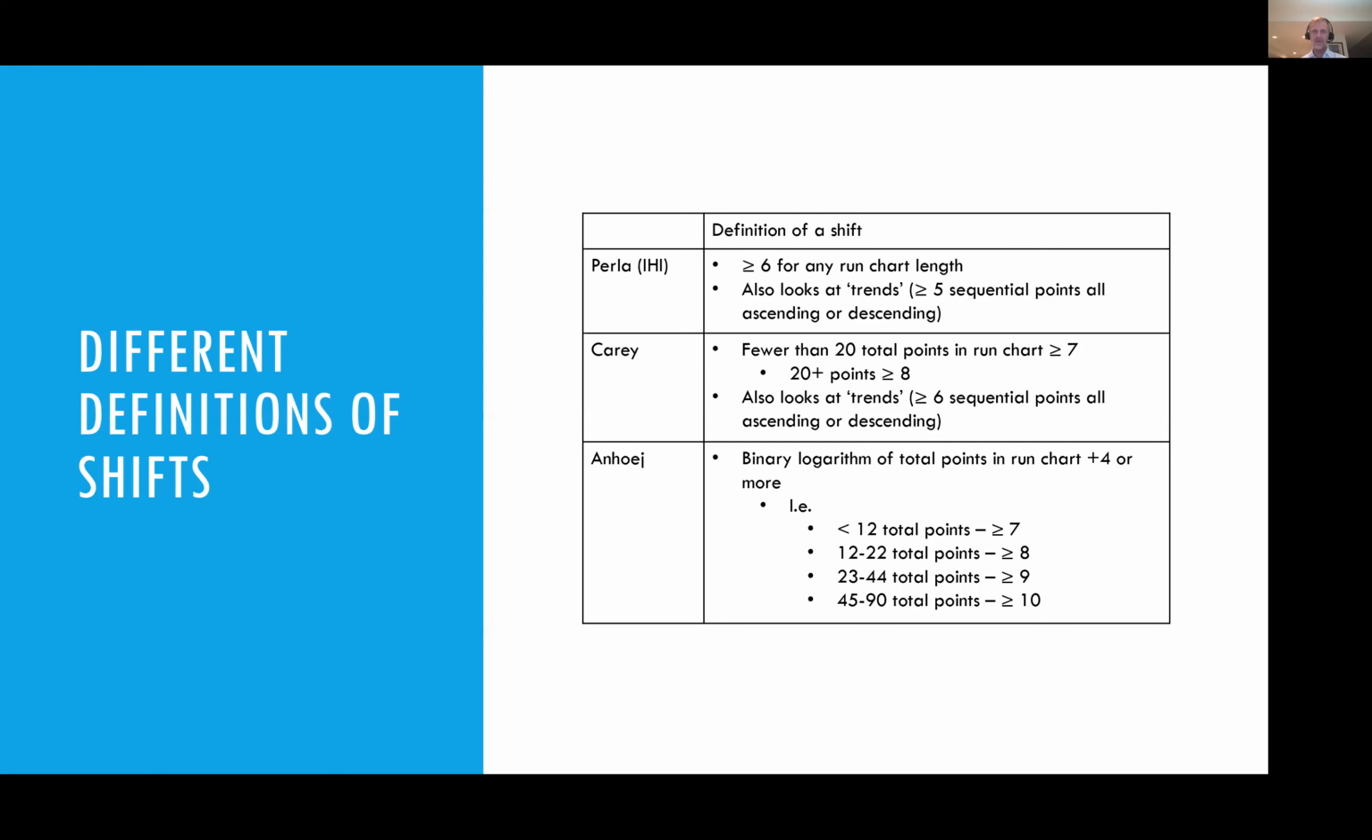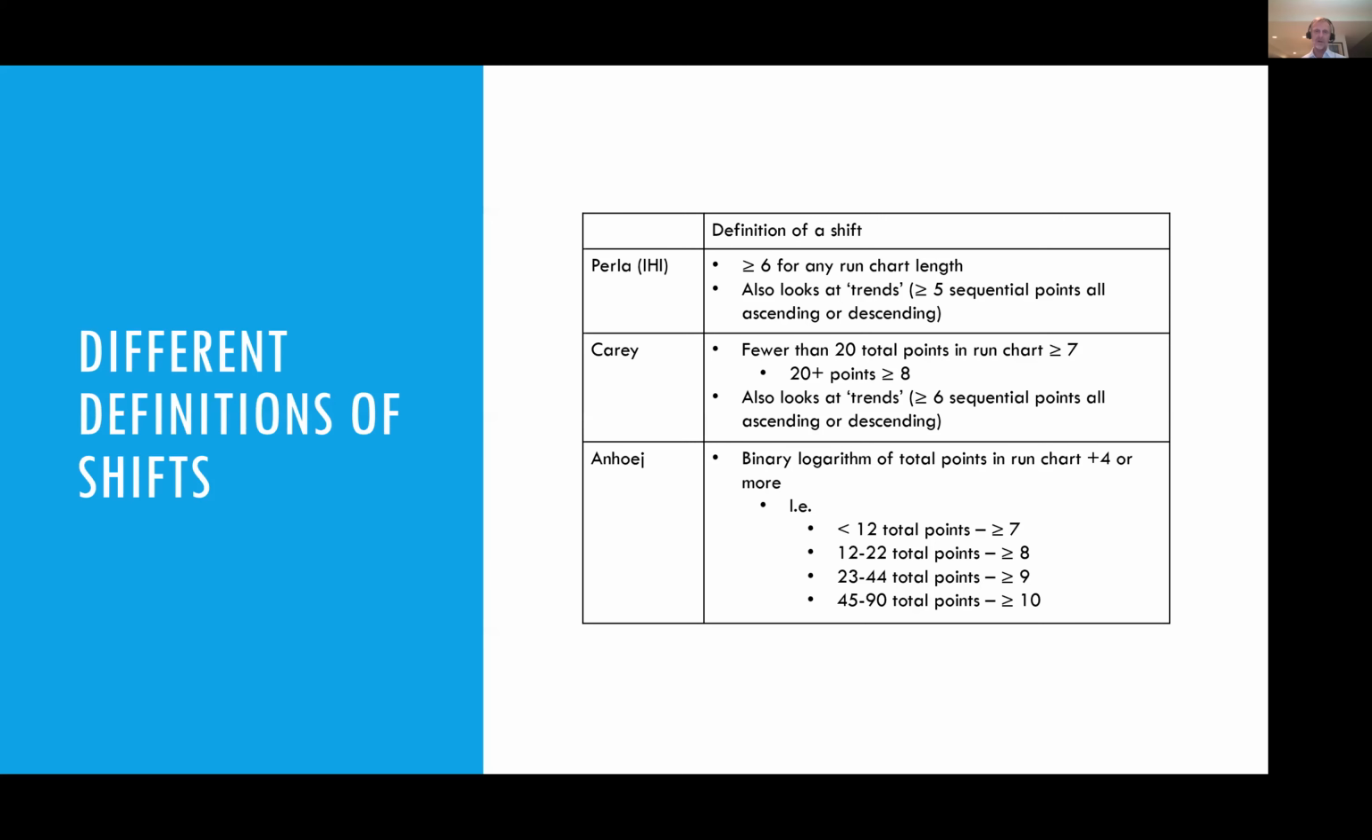They looked at the Carey rules, which try and accommodate the fact that you're doing multiple comparisons with run charts, so you can't just have one answer for how long a shift should be. So the Carey run charts are that if it's fewer than 20 total data points, then you need a run of 7 points to be a shift. And if it's more than 20, then you need a run of 8. And they also look at trends, but they make it a bit harder, of 6 sequential points.